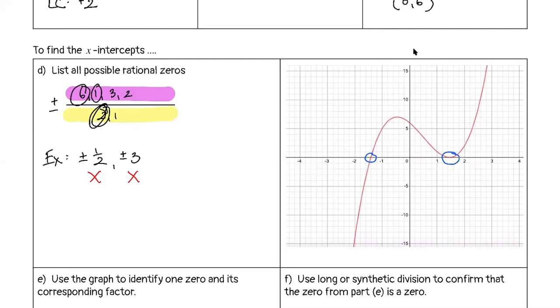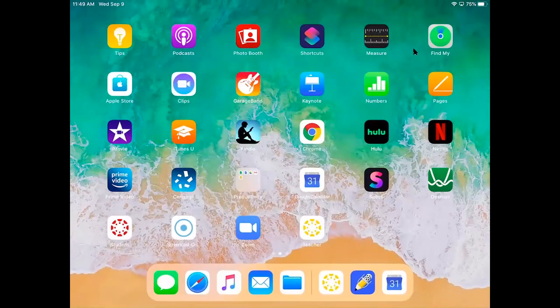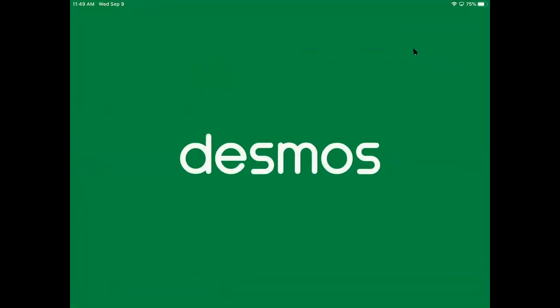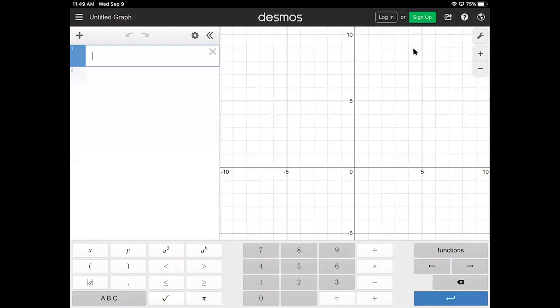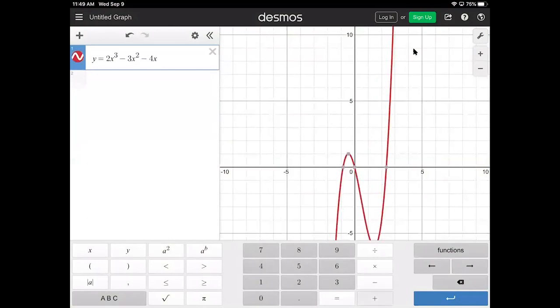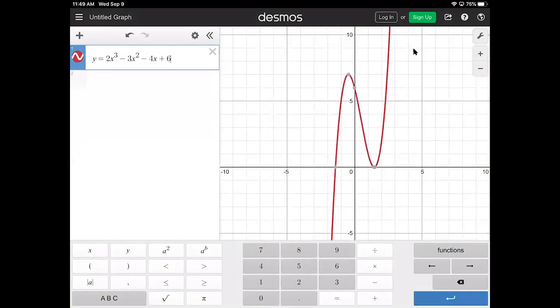So let's answer this question by taking a look at Desmos real quick, okay? If you're cool like me, you've got the Desmos app. It's a free app. I would definitely recommend it, but you can graph functions, right? So we can graph the polynomial we had, which was 2x cubed minus 3x squared minus 4x plus 6. So this was sort of like the graph that I had cut and pasted into the handout, right?